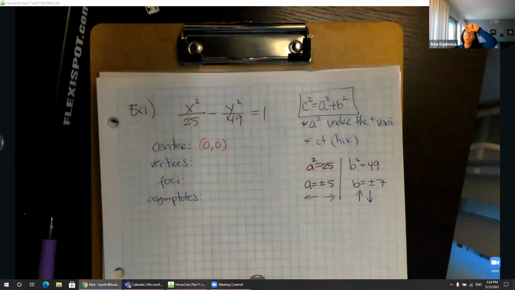However, the only difference is when you put the dots, you do not connect them to make an ellipse. You instead make a box. I'll show you that in a minute.